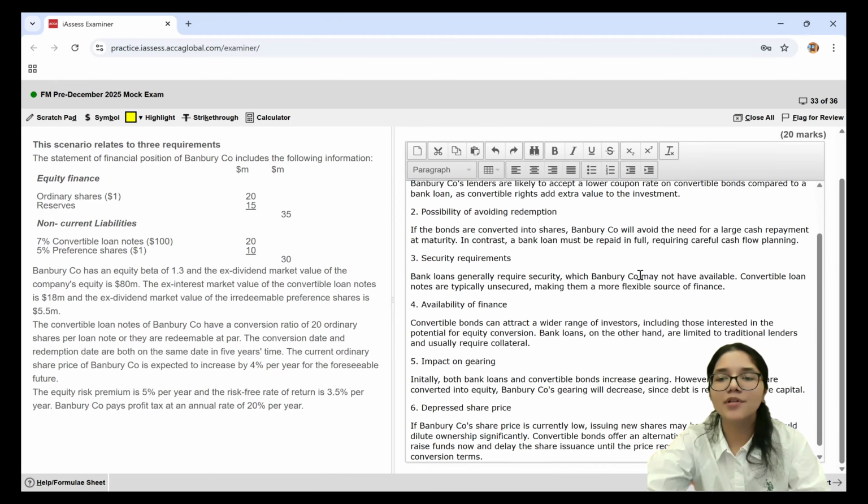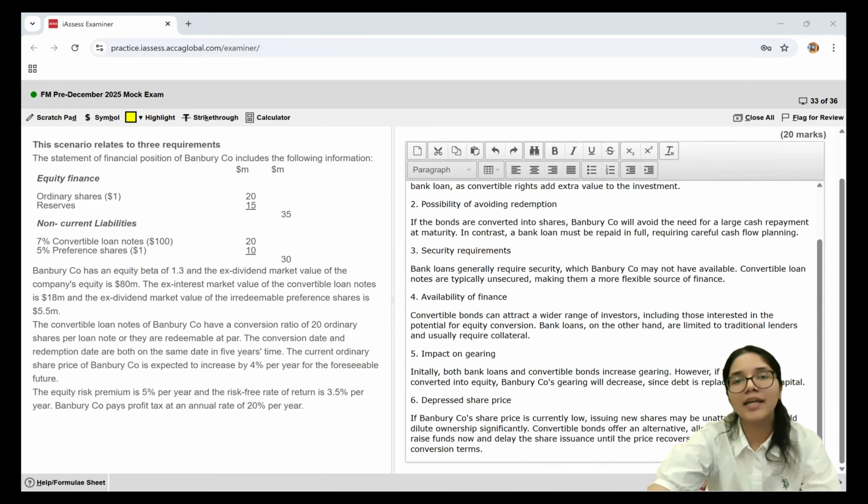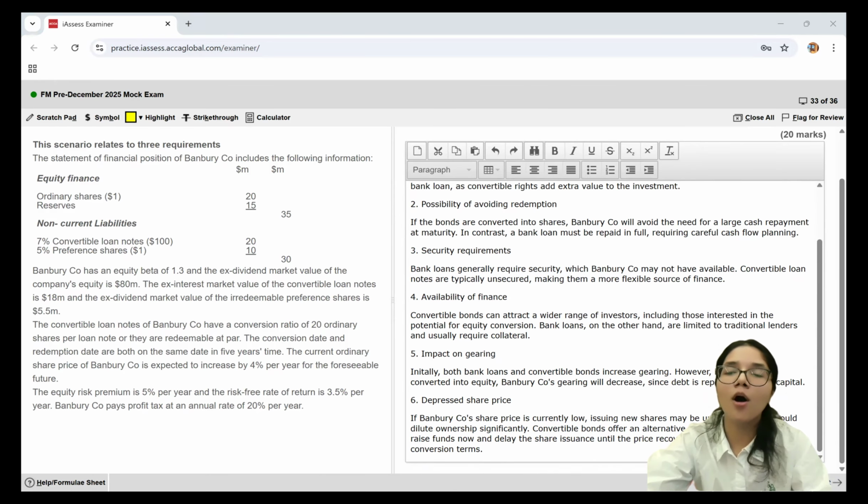Then the second possible reason is there is also a possibility that you will not have to redeem. How? These are convertible loan notes. So if, let's suppose, the investors choose to get it converted, you will no longer have to pay cash to redeem those loan notes. But if you opt for a normal bank loan, you will have to pay cash back to the bank. So that will require very good cash management planning. In contrast, a bank loan has to be repaid in full, requiring very careful cash flow planning.